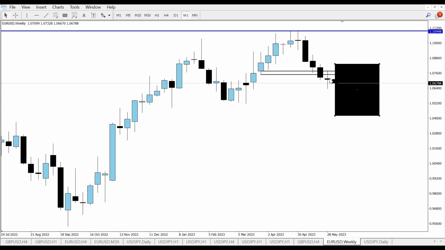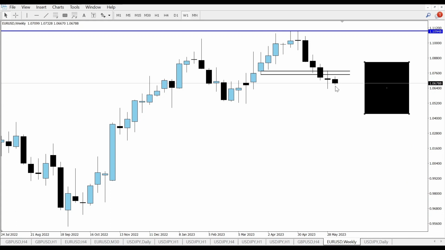So as we can see, we opened, traded higher to create the high of the week at the bearish order block open. And then we rejected, failed to go below this order block's low. We wicked, closed above this order block open as well. So at the time of this recording, this is what the current week is trading at.